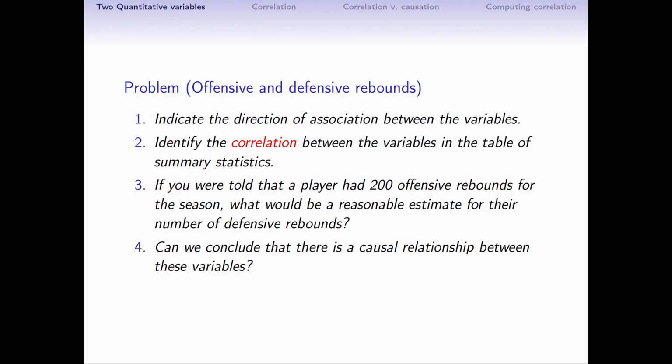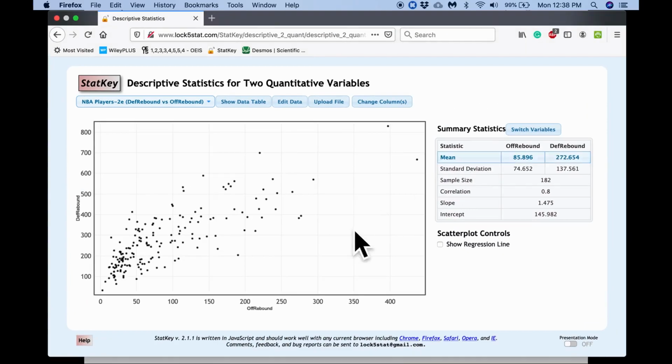So let's take a look at our data and see what we're looking at here. I think we can safely conclude that this is a positive association. What are we witnessing here? We're seeing that as we move through the data here, as the number of offensive rebounds is increasing, the number of defensive rebounds is also increasing.